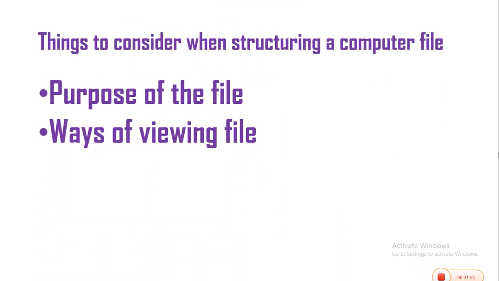Now let's proceed with the things to consider when structuring a computer file. When you want to prepare a computer file, some of the things to consider include the purpose of the file. What are you preparing that file for? What do you want to use that file for? That is the purpose of the file. Another thing to consider is ways of viewing the file, the ways of looking at the file. How do you want to access that file? How do you want to view the file when you want to make use of it?